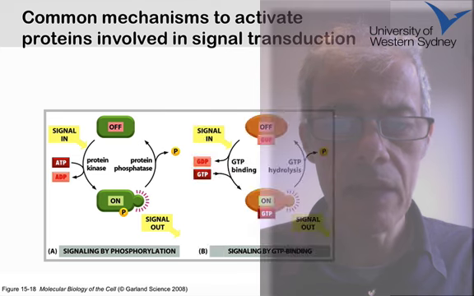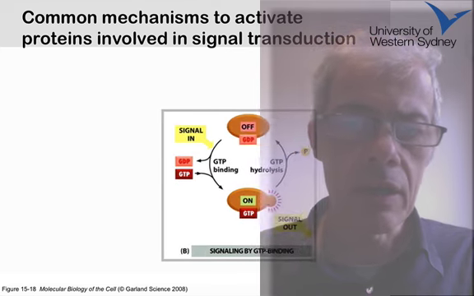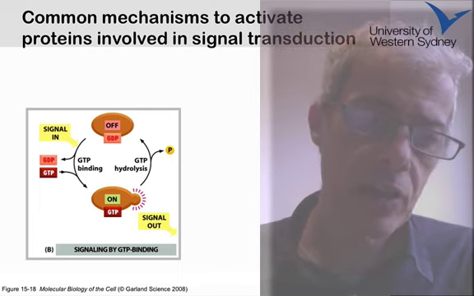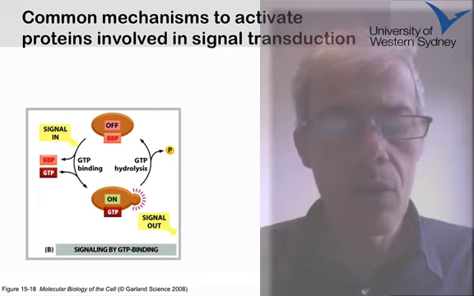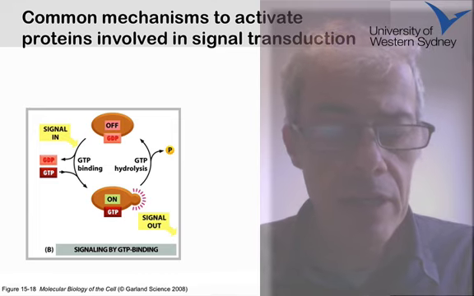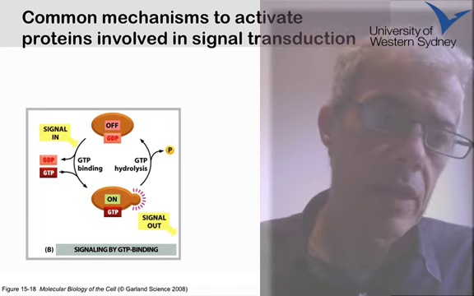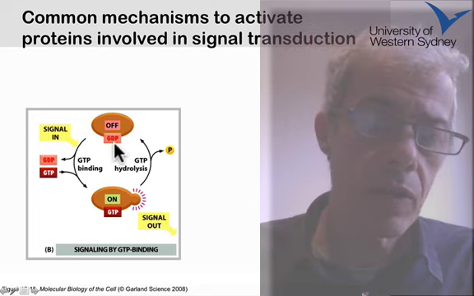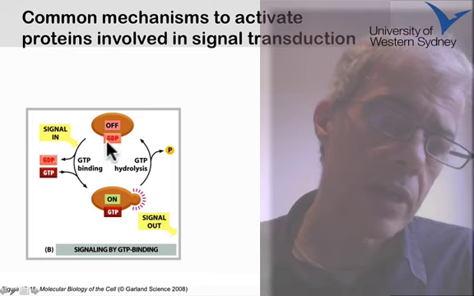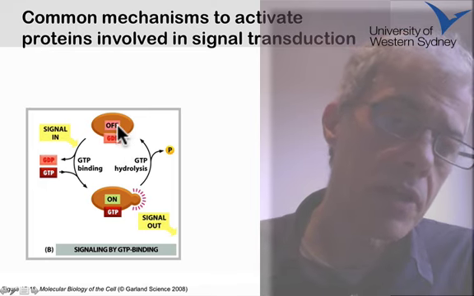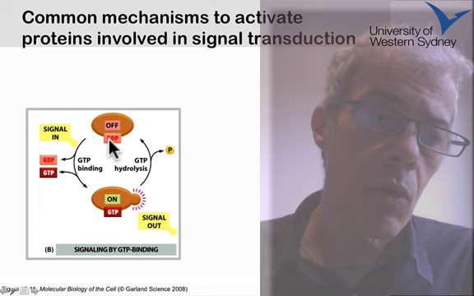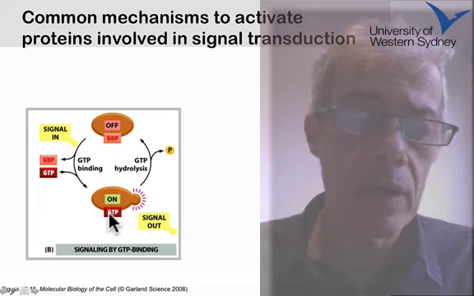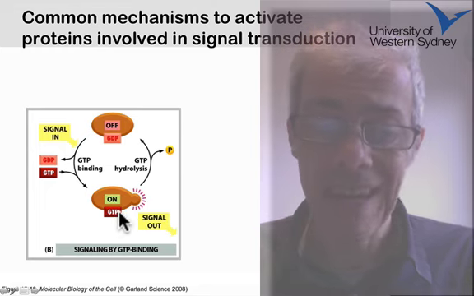Now, in a similar kind of reaction, we have activation and inactivation of a protein. However, it's not through phosphorylation, it's through the interaction of the protein with a nucleotide. In this case, we have guanine nucleotides, and the protein, when bound to a guanine diphosphate, is inactive. And when bound to a guanine triphosphate, it's active.